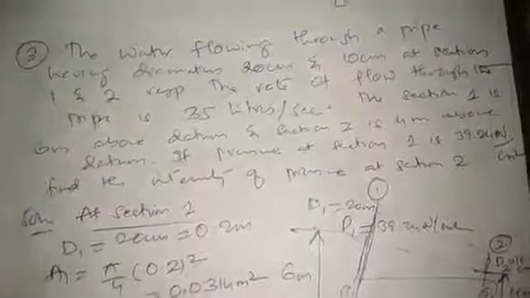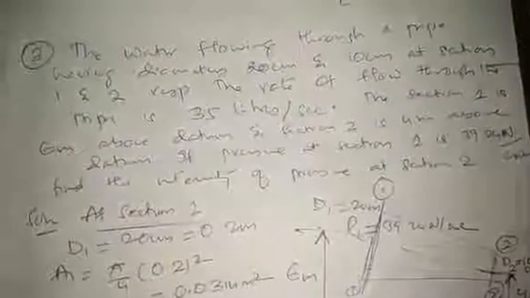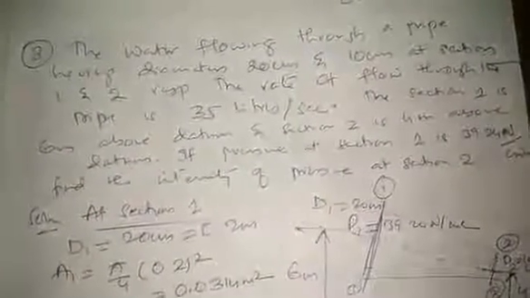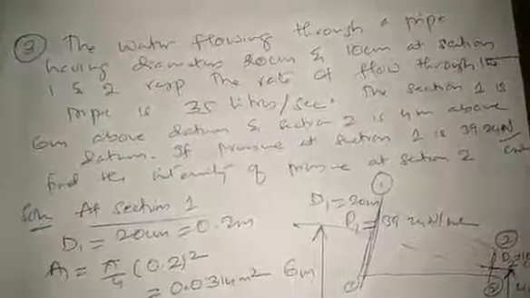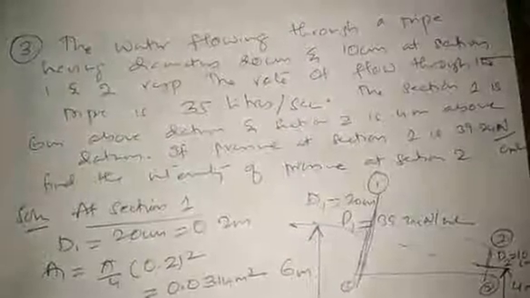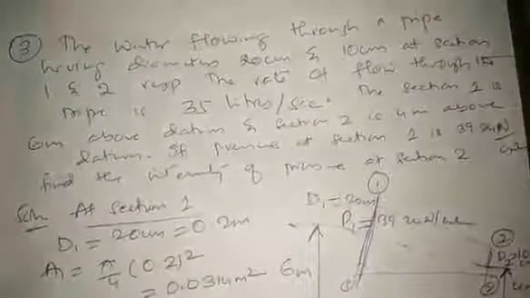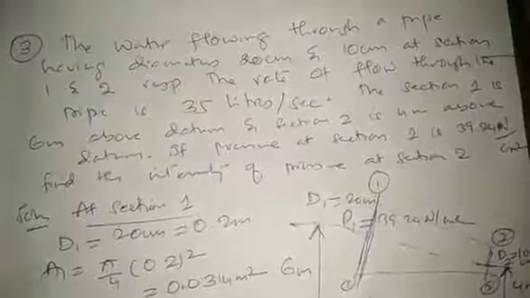Section 1 is 6 meter above the datum, and section 2 is 4 meter above the datum. If the pressure at section 1 is 39.24 Newton per centimeter square, so pressure at section 1 is given, find the intensity of pressure at section 2. So you have to find out the pressure at section 2. So let us go to the diagram in detail.